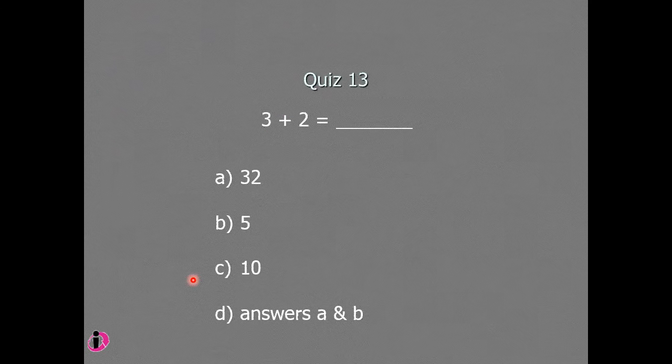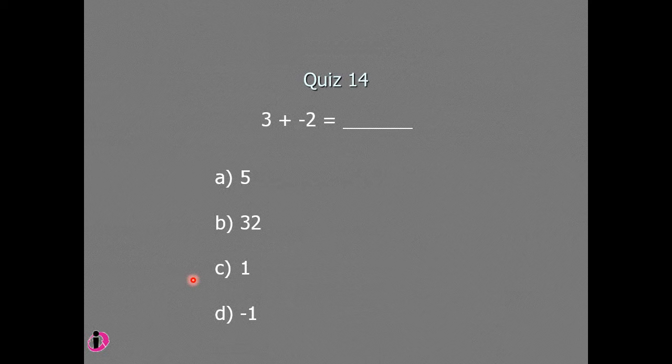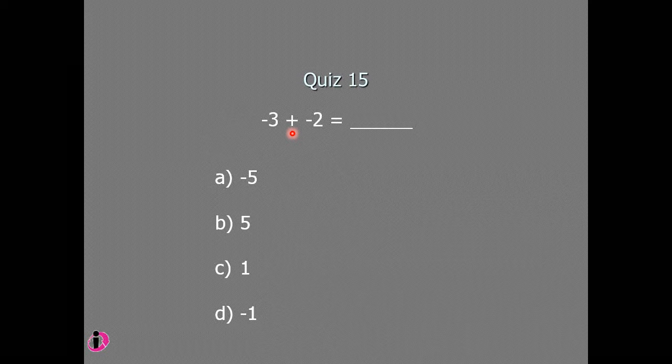3 plus 2 is 5, right? Right answer is B. 3 plus negative 2 is actually 1, right? C, yeah. Because it has different signs, we do subtraction. Now, what is this? Negative 5. Because remember, you are adding and both numbers have the same sign. If both numbers have the same sign, you do addition, but you keep the sign. So the right answer is A.